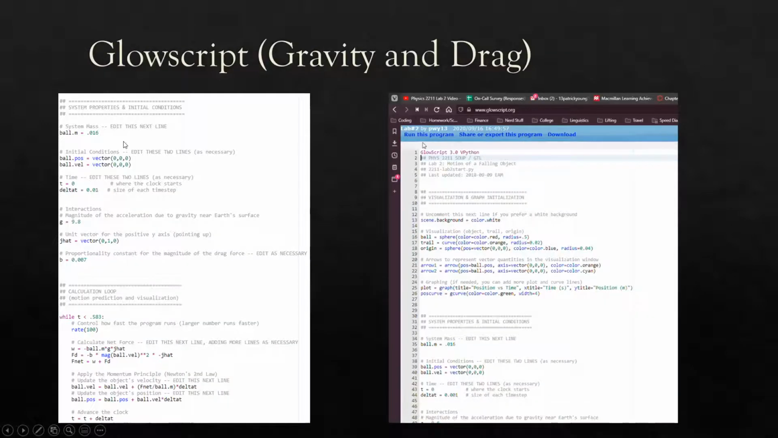So now we adjust for drag force. And we see in our statement down here, we set the force of drag equal to negative b times the magnitude of the ball velocity squared times the negative unit vector j hat. And then for our force of net, we add the weight force and the force of drag. And we keep the ball velocity update formula the same because that's a fundamental concept of physics.